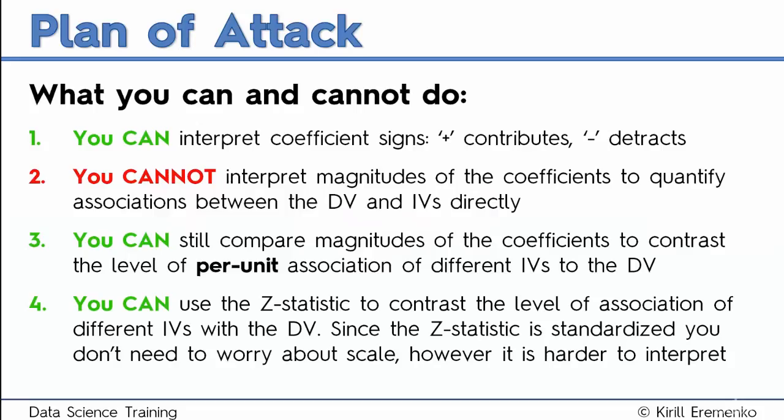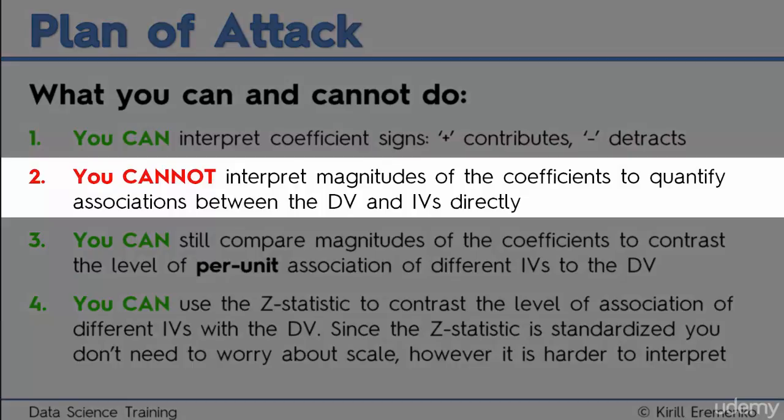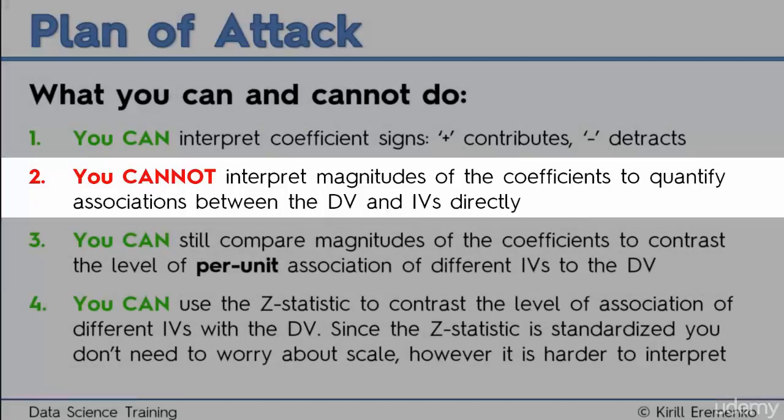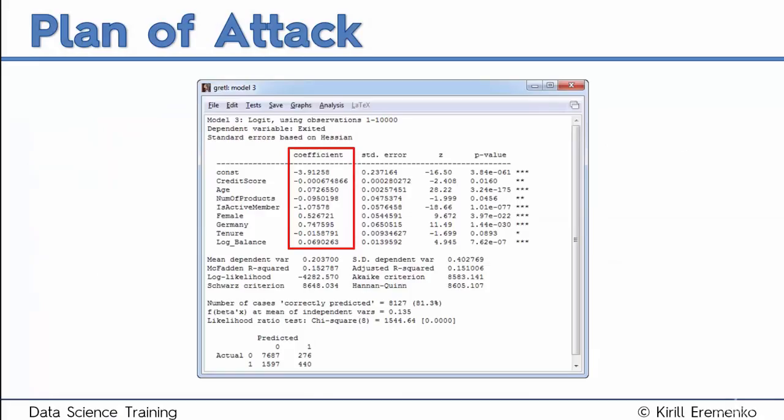Let me explain. Remember, we previously talked about the do's and don'ts of a logistic regression. And we specifically said that you cannot interpret magnitudes of the coefficients to quantify associations between the dependent variables and independent variables directly. And this is very different to a multiple linear regression. So this is our logistic regression here, and we can't look at the magnitudes of these coefficients to compare the different variables between each other. We could totally do that in a multiple linear regression.